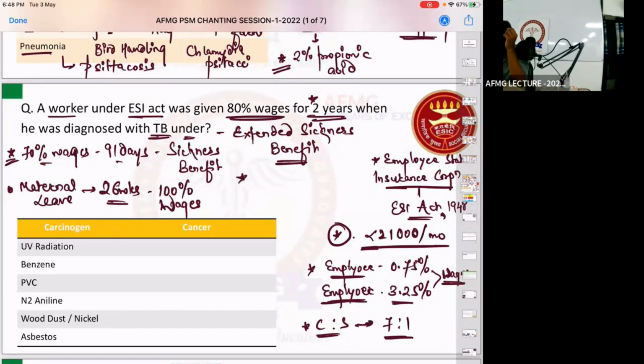Important. If they ask you about enhanced sickness benefit, anybody? Enhanced sickness benefit is 100% wages, and that is usually for promoting sterilization. So either vasectomy or tubectomy. After vasectomy, 7 days leave; tubectomy, 14 days leave on 100% wages. This is what is known as the enhanced sickness benefit. Okay. Remember this.